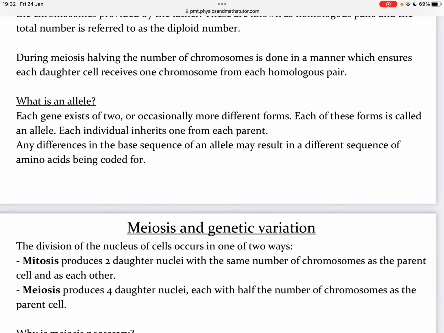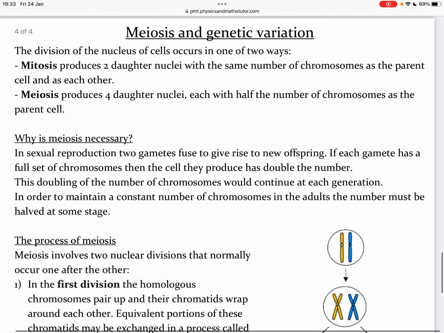An allele is one of the different forms of a gene. Each gene exists in two or occasionally more different forms. Each of these forms is called an allele. Each individual inherits one from each parent. Any differences in the base sequence of an allele may result in a different sequence of amino acids being coded for. Great. What about meiosis and genetic variation?